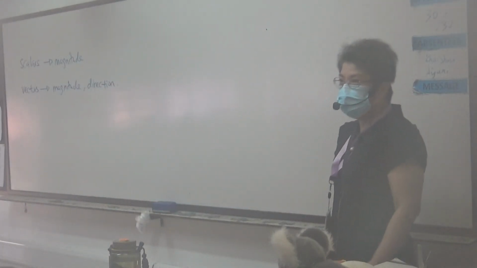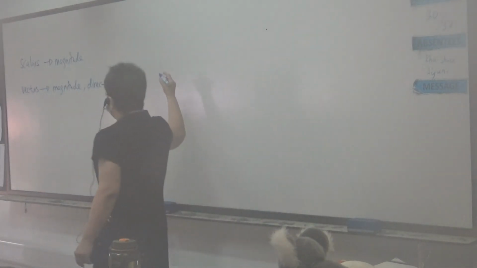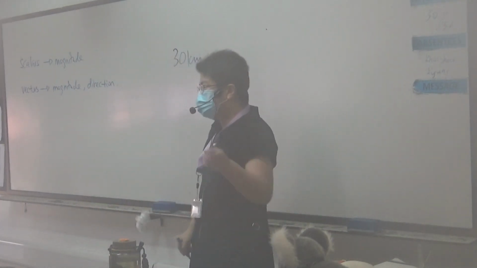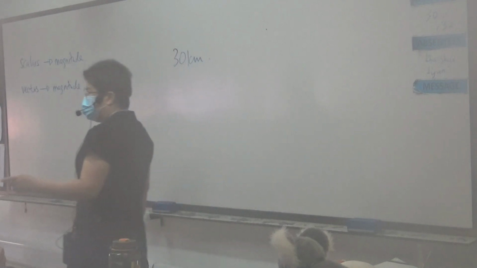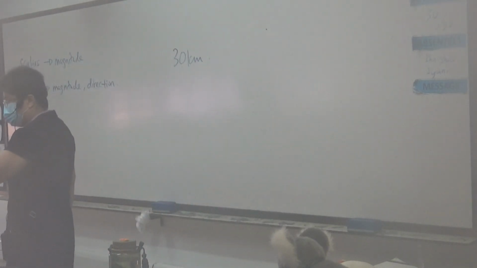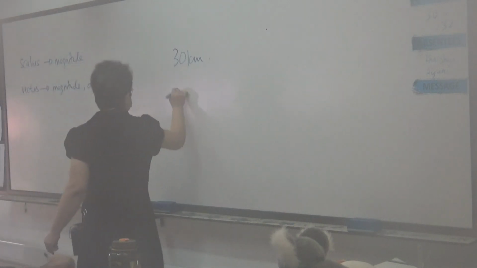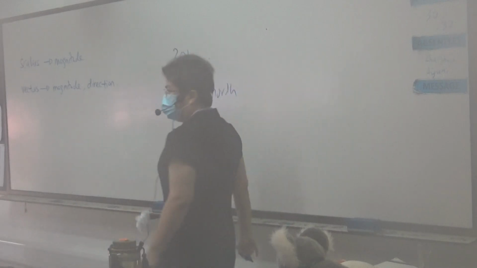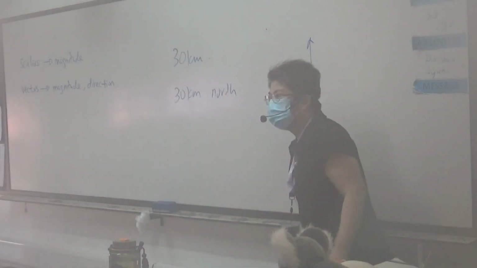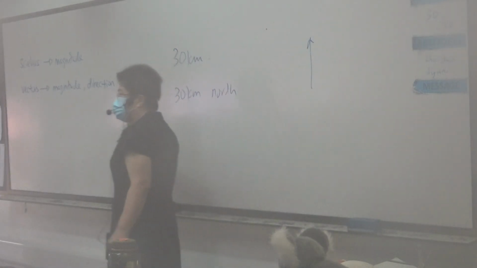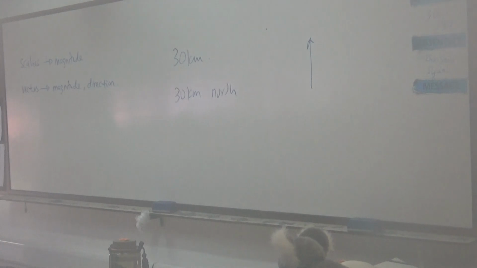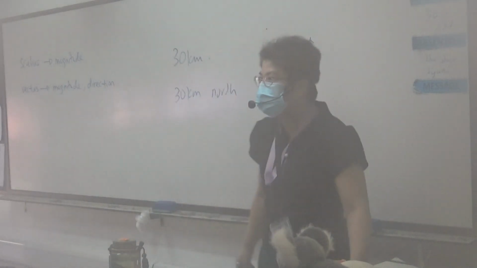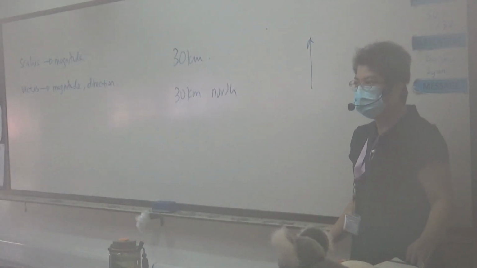Everybody clear? For example, I just gave the same example. Ali traveled 30 kilometers. This 30 kilometers is a scalar because it's just a number. Understand? Okay? But if I say Ali traveled 30 kilometers north, that means it goes upwards, right? Correct. Then this one will become a vector. Everybody clear? Okay, so scalar only has got magnitude, but vector has got magnitude as well as what? Direction. That's all. Everybody clear?